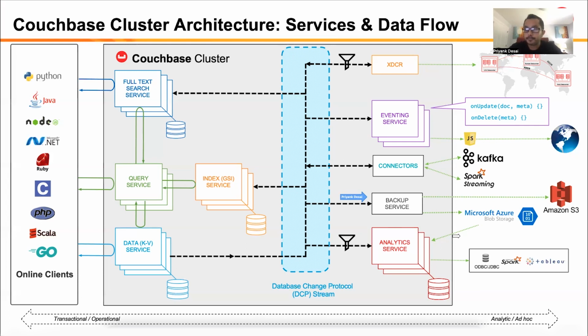Now we also see the green arrow going back from Microsoft Azure Blob Storage and Amazon S3 to the analytics service. What that does is, if you have your data stored on Amazon S3 or Microsoft Azure Blob Storage, the analytics service is capable of running the query straight onto the data stored on Amazon S3 or Blob Storage, without having to move the data back into the Couchbase cluster. So that can be a very powerful feature if you don't want to be moving the data around from the Couchbase cluster to Amazon S3 or Microsoft Azure Blob.